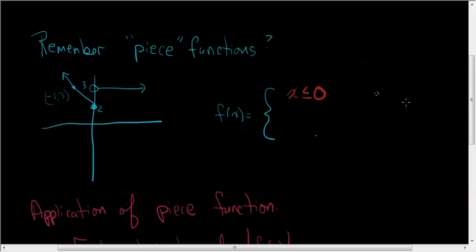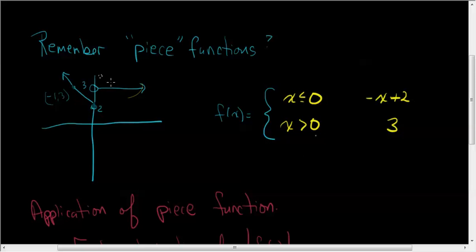So when x is less than or equal to 0, the value of that function is -x plus 2. All right, when x is greater than 0, see this piece right here, the value of the function is 3, y equals 3.